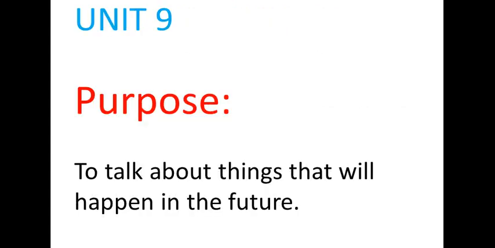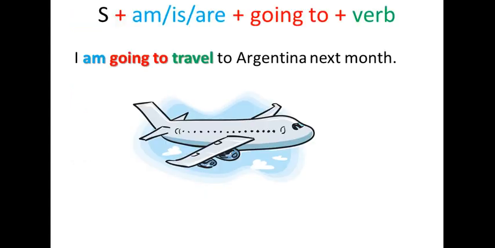With this, we start Unit 9. The purpose for this unit is to talk about things that will happen in the future. So we're going to talk about future plans. For example, I am going to travel to Argentina next month. It is something that I know is going to happen later in the future.